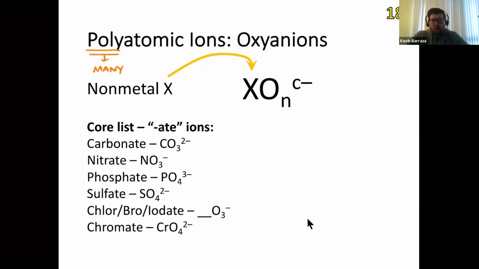And so this is what I call the core list that I mentioned in the pre-lecture videos. These are the 8 ions because these ions all end in the name ate. Carbonate, CO3 2-, nitrate, NO3-, phosphate, and so forth. So phosphate, sulfate, chlorate. All of the halogens have their own ate. It's chlorate, bromate, iodate, and chromate as the last one, which is a little bit different because it.